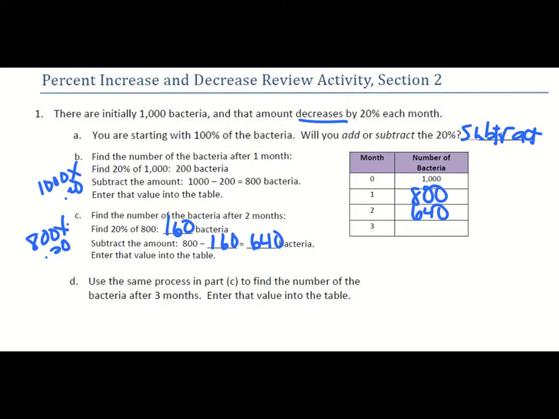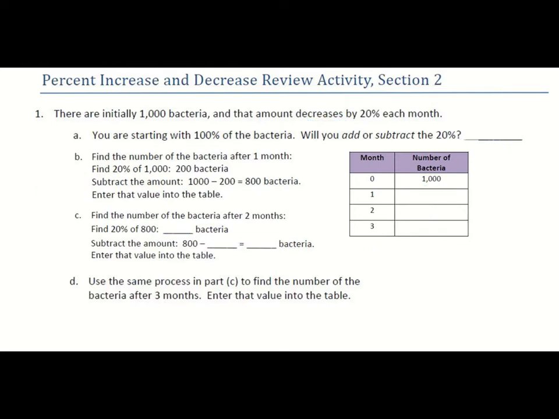And then I'm going to do the same process for part C. So 640 times 20%. Let me get my calculator out. 640 times 20% is 128. And if I do 640 minus 128, that's going to give me 512. So I have 512 after 3 months. So this is a two-step process. On the next screen, we're going to basically do it in one step. We kind of did this earlier, so we'll do that on the next screen.